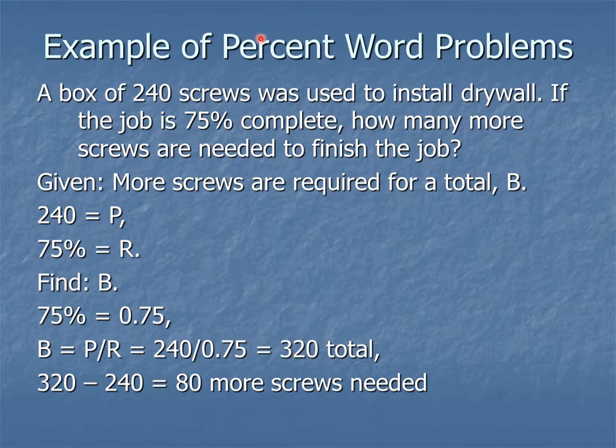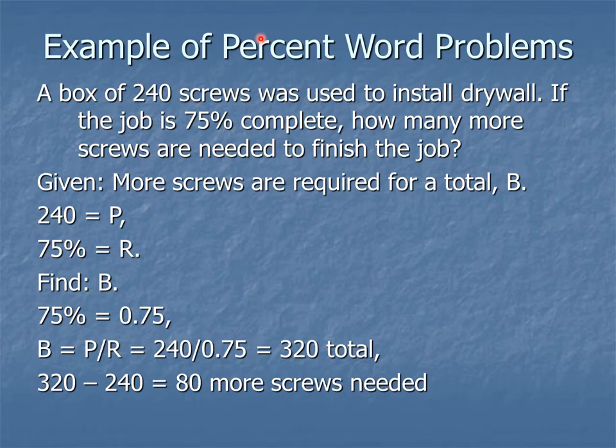But if you read, the question is not asking about the base. The question is asking about the difference between the base and portion, because it's asking how many more you need. So you already used 240. In total you will need 320. So if you just do the subtraction, you will be left with 80 more screws, which will be needed to complete the job. Any questions here?